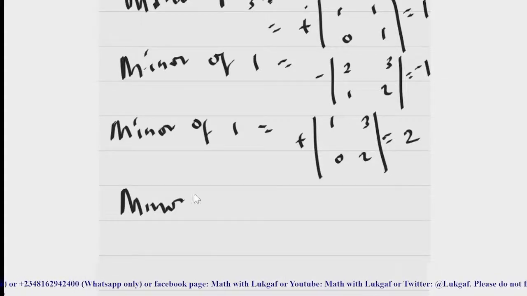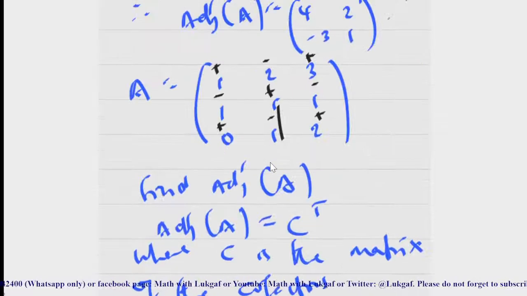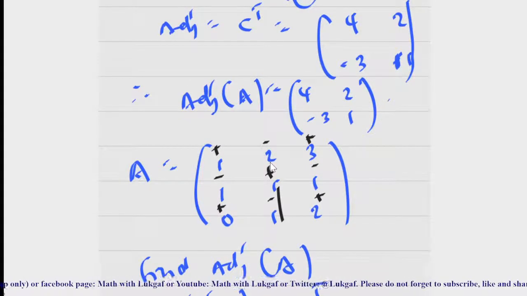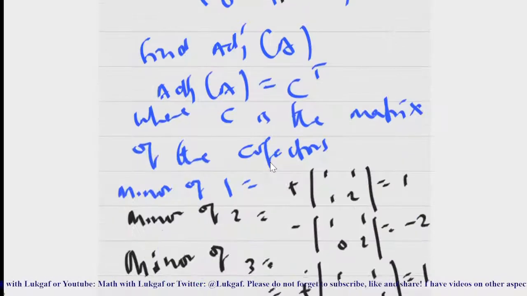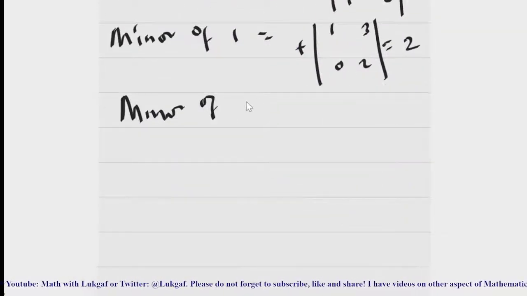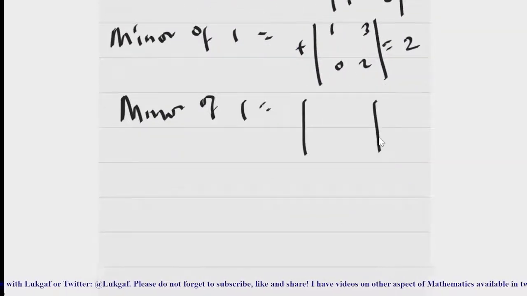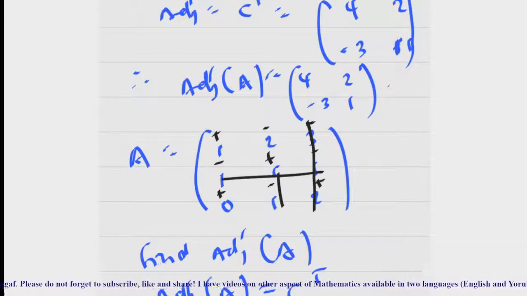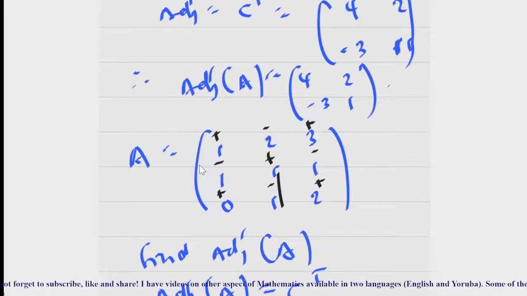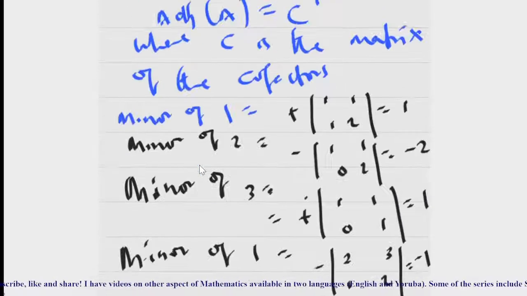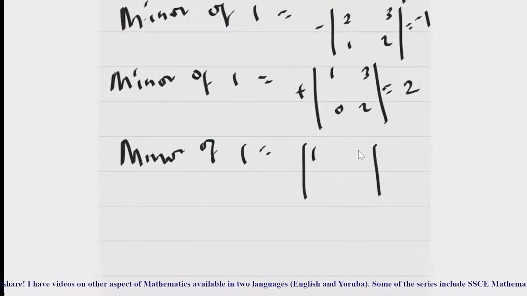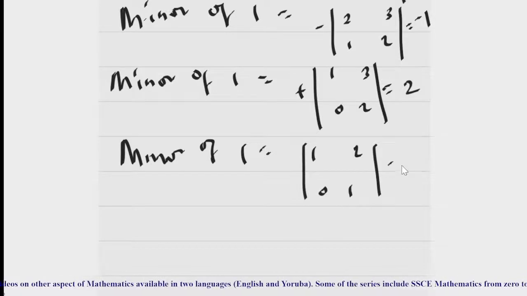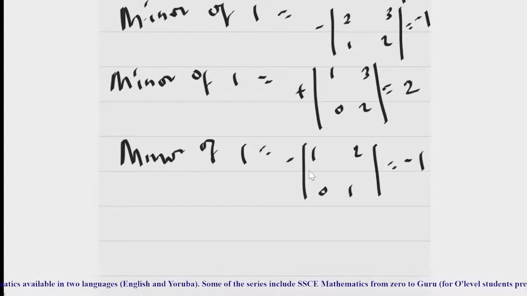Then what is the next element? The next element is 1 again. So let us take the minor. We clear the row as well as the column. We have 1, 2, 0, 1. If you take the determinant, it's going to give you 1. But don't forget the sign is minus, so it is minus 1.